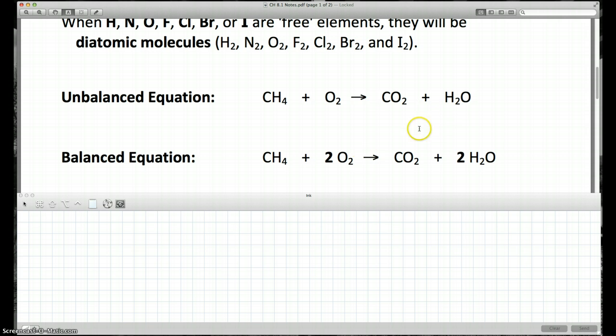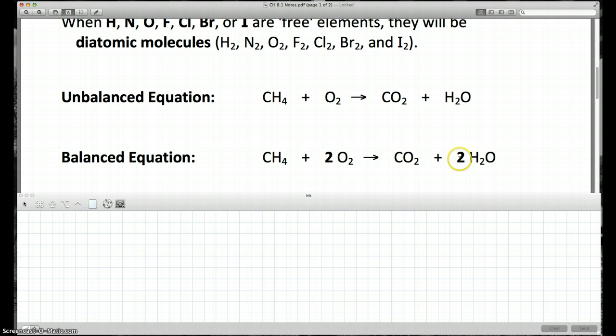That's what we call unbalanced. It's not balanced. Now what we're going to learn how to do in this unit is to put these numbers in front. These big numbers in front are called coefficients. And we're going to use those numbers, whatever numbers they need to be, it could be 2, 3, 4, whatever number it needs to be, to balance these equations.